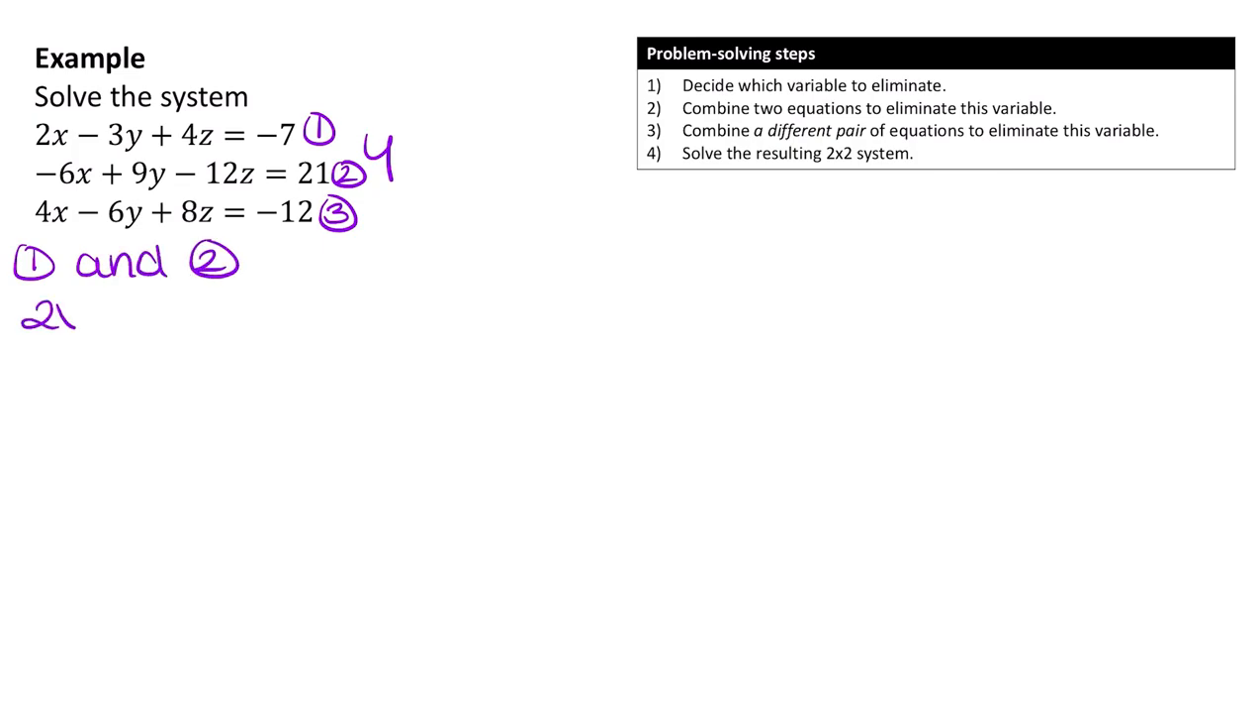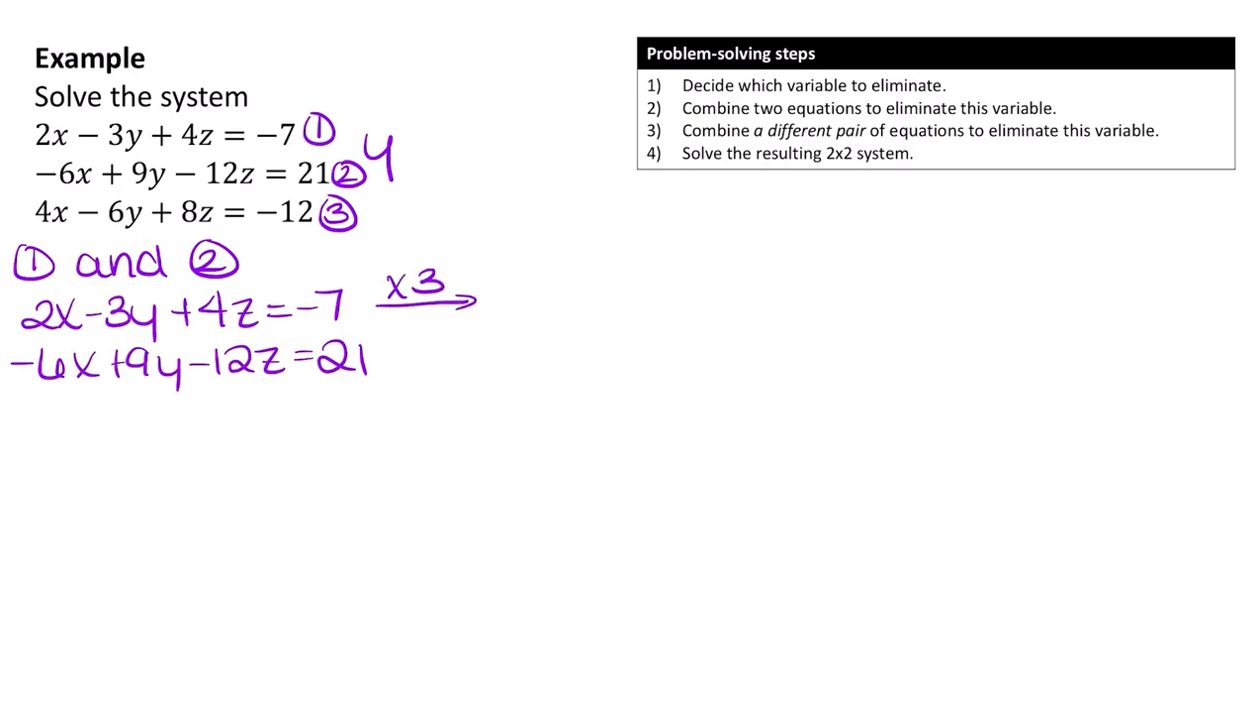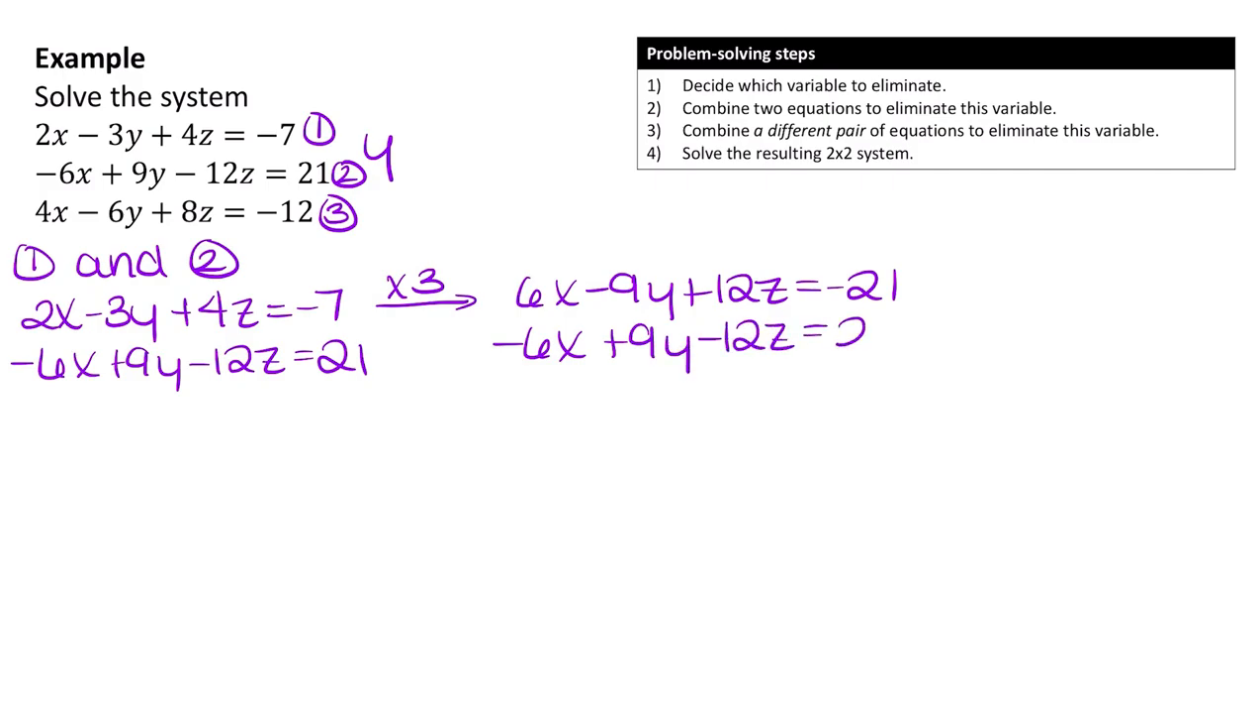So I have 2x minus 3y plus 4z equals negative 7. And I have negative 6x plus 9y minus 12z equals 21. So to cancel y, I'm going to go ahead and multiply the top equation by 3. So I have 6x minus 9y plus 12z equals negative 21. And then I'm going to copy my second equation because I don't need to change it. Negative 6x plus 9y minus 12z equals 21.